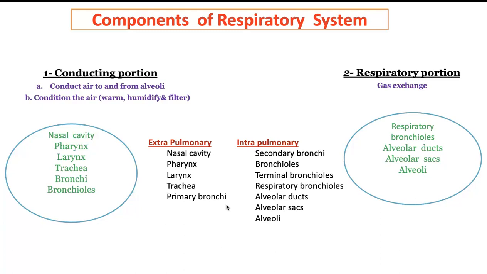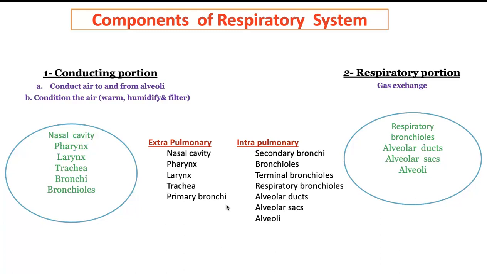We can also include as extrapulmonary the nasal cavity, pharynx, larynx, trachea, and primary bronchi, while some of the intrapulmonary structures are still part of the conducting portion. So the secondary bronchi, bronchioles, and terminal bronchioles are intrapulmonary structures. However, they are still considered part of the conducting portion.